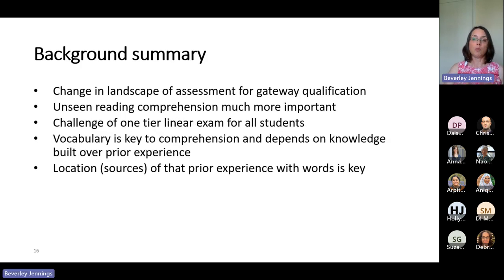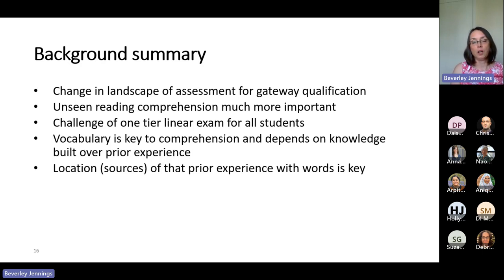So just to summarise the background to my research project, there's been a change in the landscape of assessment for this really important gateway qualification. Unseen reading comprehension has become much more important, moved from 20% to 50%. There's the challenge of a one-tier linear exam for all students, no tiered entry anymore.